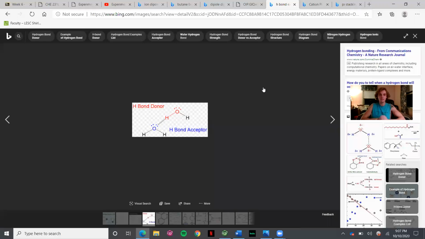H bonds, hydrogen bonds. So here's an easy example. You guys will probably see this all the time on the exam. Water molecules. So like I said before, oxygen is highly electronegative. Hydrogen is significantly less electronegative. So we form a dipole. So we have a partial negative charge to a partial positive charge.